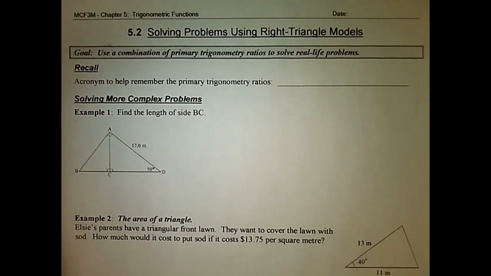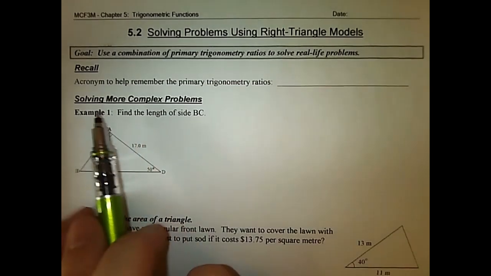Hi everybody, this is going to be our note for 5.2, solving problems using right triangle models. So we're going to be using what we learned in 5.1 using the primary trigonometric ratios, the sine, cosine, and tan, and we're going to use them to solve harder questions now.